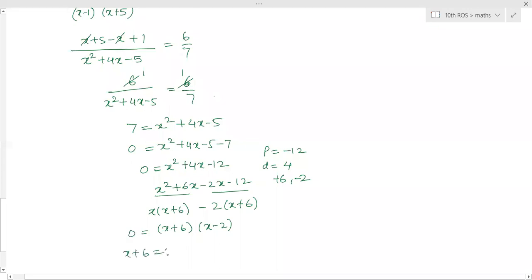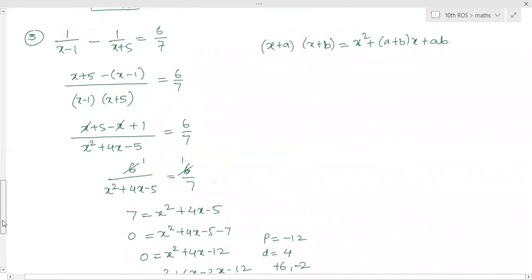So x plus 6 is equal to 0, so therefore x is equal to minus 6, or x minus 2 is equal to 0, so x is equal to 2. And always keep the habit of making a box around the answer. So this is a proper method of representation.